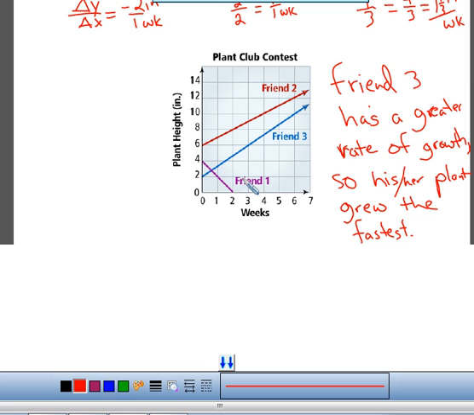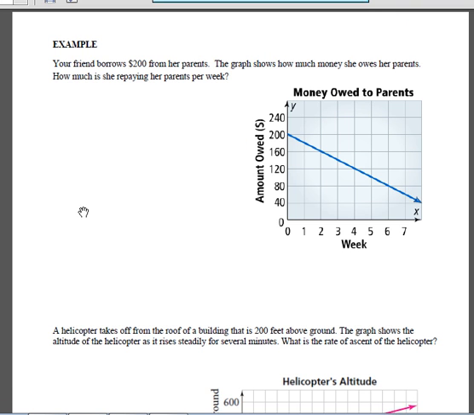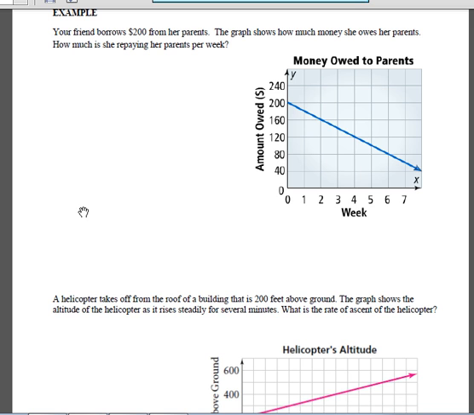Let's take a look at the next example on page 26. So, your friend borrows $200 from her parents. The graph shows how much money she owes her parents. How much is she repaying her parents per week?